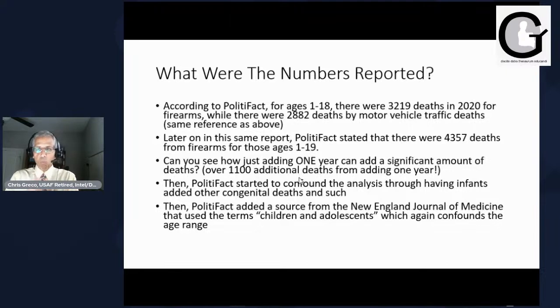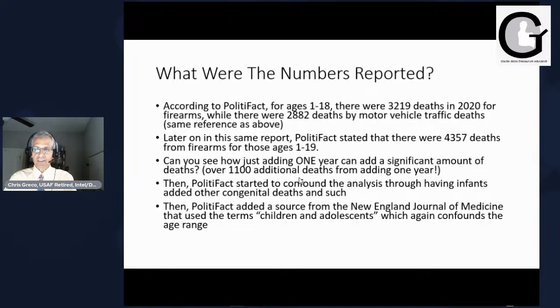By just adding 1 year to those numbers, that adds a significant amount of deaths, 1,100 deaths by just adding 1 year. So think about it, if you get rid of that year, all of a sudden you're down at 3,219. It's really interesting how just that 1 year knocks it back down.